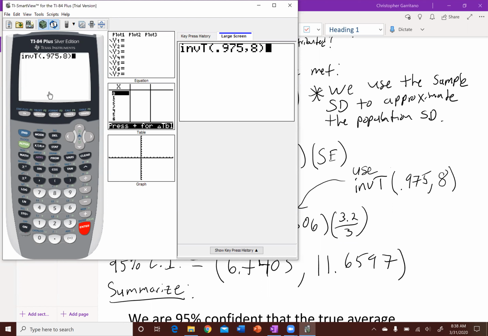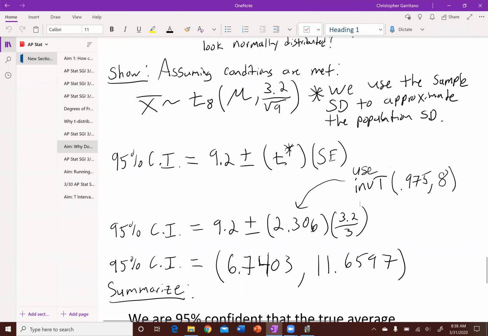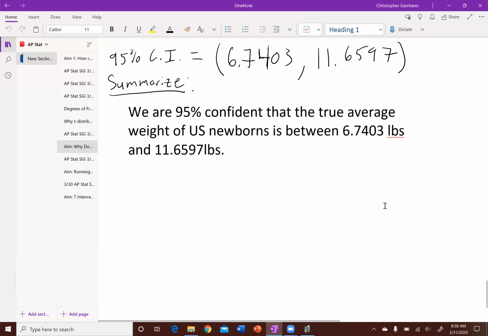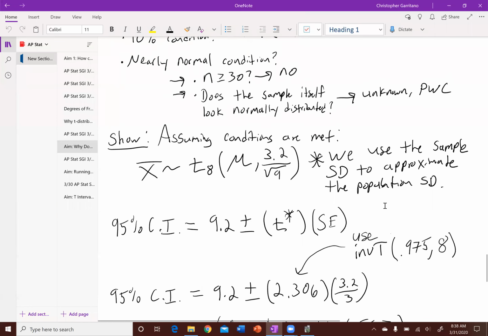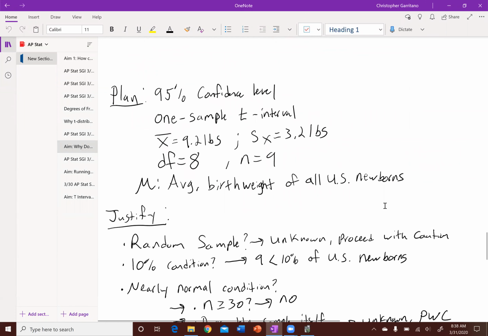this time. So anyway, we were at inverse t 0.975 comma 8, hit enter, and there we get our t star value, 2.306. And as you can see, that's exactly what I wrote here, because I used the calculator to get that number. But if you use the t table, your number might be slightly different. That's okay. All right. So I think that's all for t intervals.